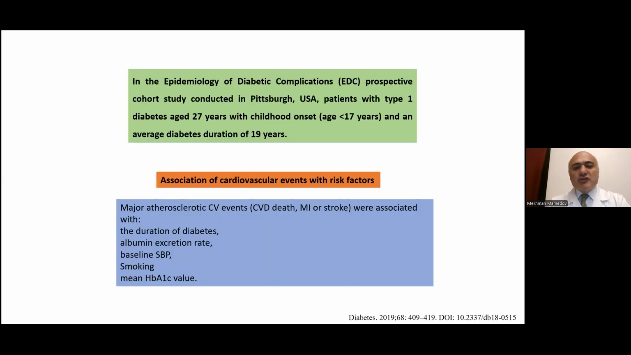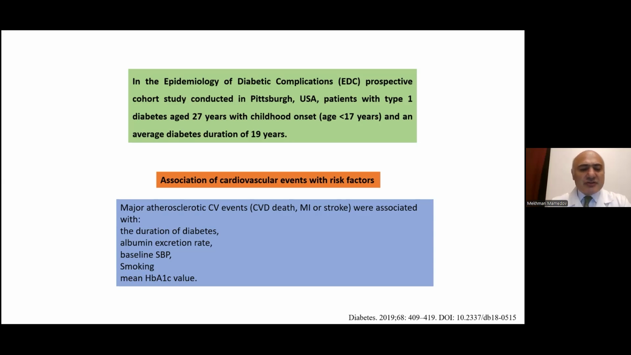In the Epidemiology of Diabetes Complications, EDC, prospective cohort study conducted in Pittsburgh, United States, patients with type 1 diabetes were aged 27 years with child onset, age less than 18 years, and an average diabetes duration of 19 years. Association of cardiovascular events with risk factors.